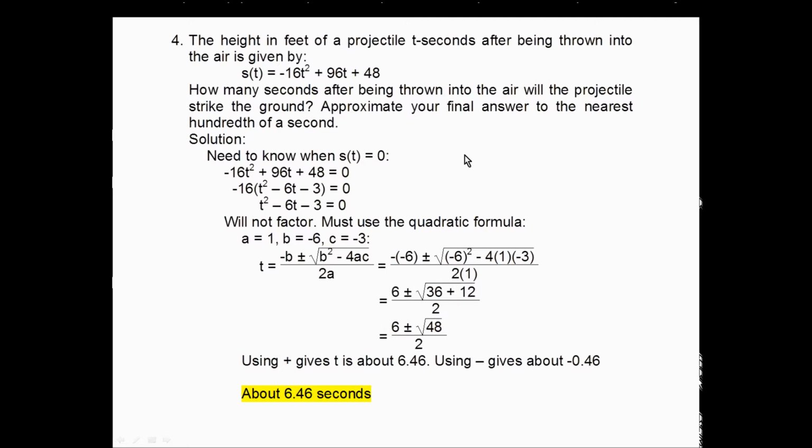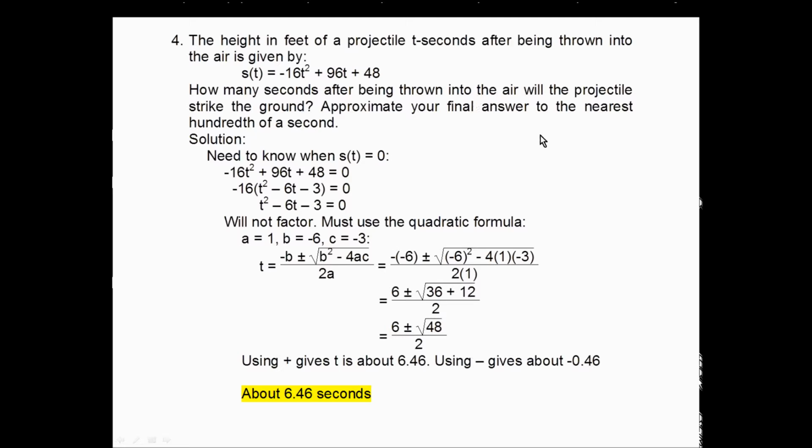Now, if this had been saying, instead of saying strike the ground, suppose it would say I want to be 200 feet above the ground, there might be 2 places where it does it. Once on the way up and the second time on the way down. So if it says, how many seconds after throwing the air will it be like 200 feet above the ground, you'd set this equal to 200.